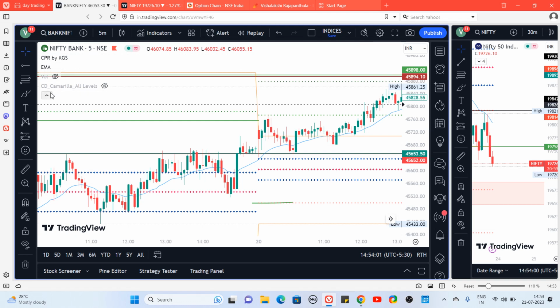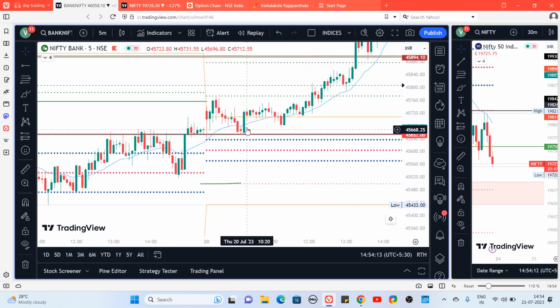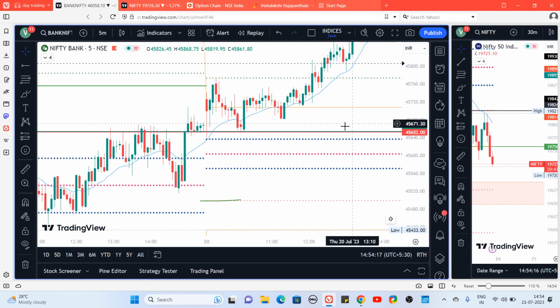This sounds maybe a little bit difficult, but until you understand it thoroughly, please watch this again and again. And see here, this is the retest candle.